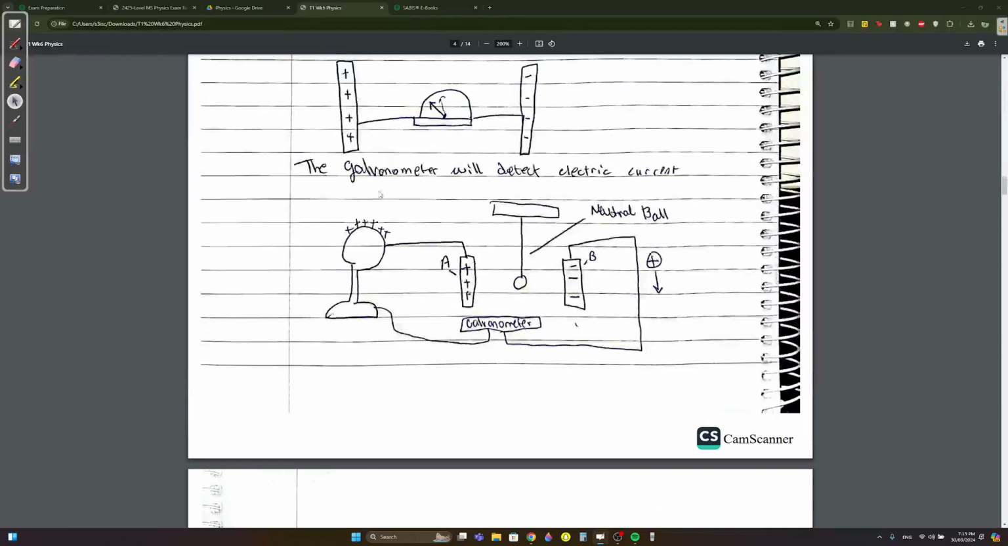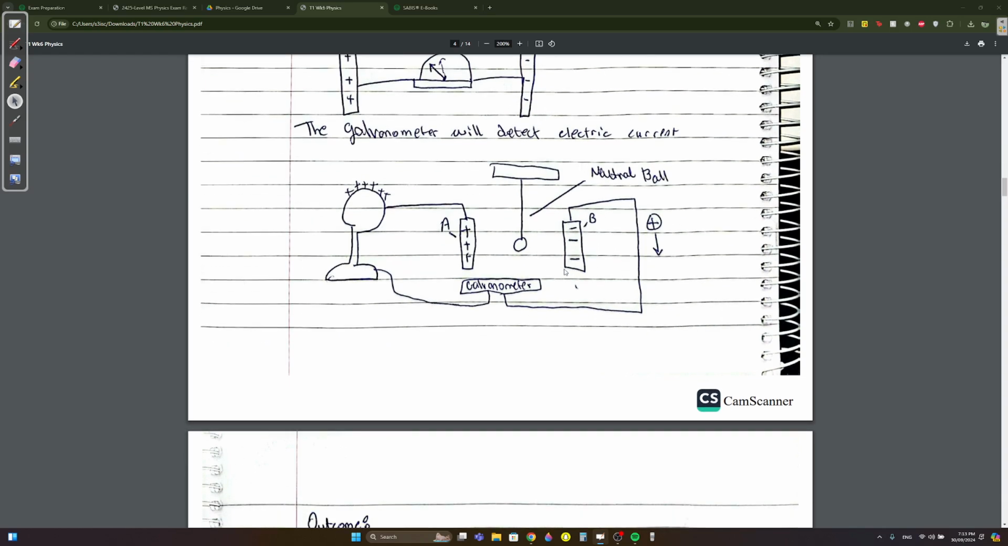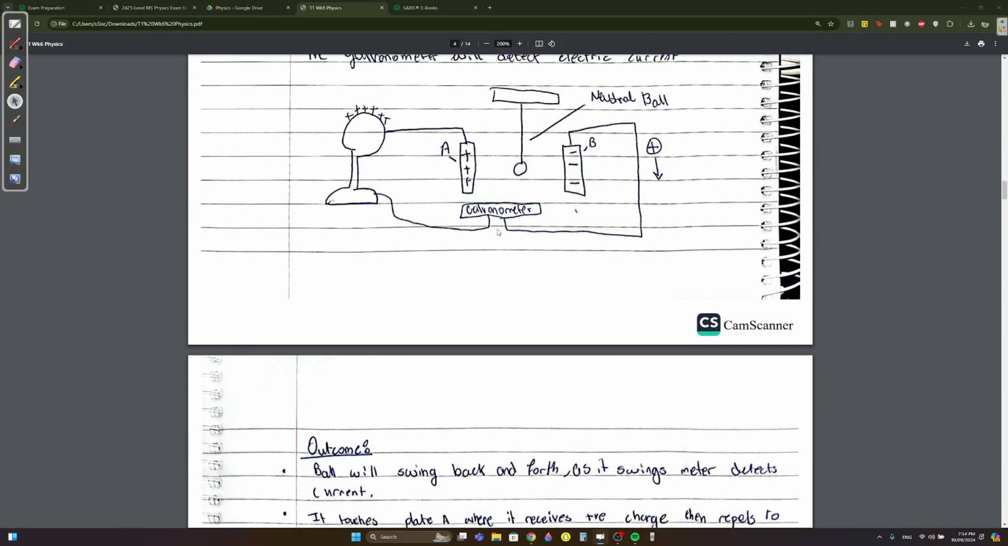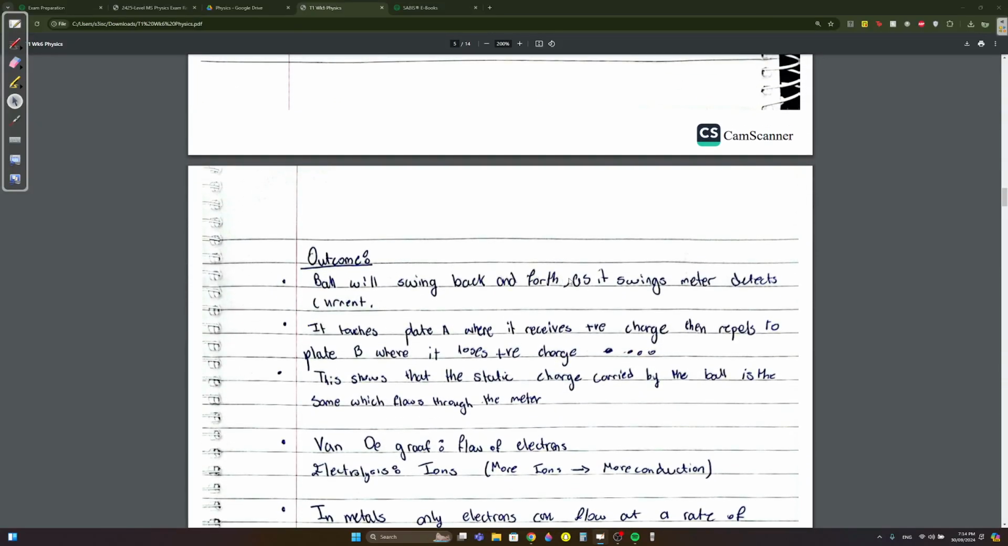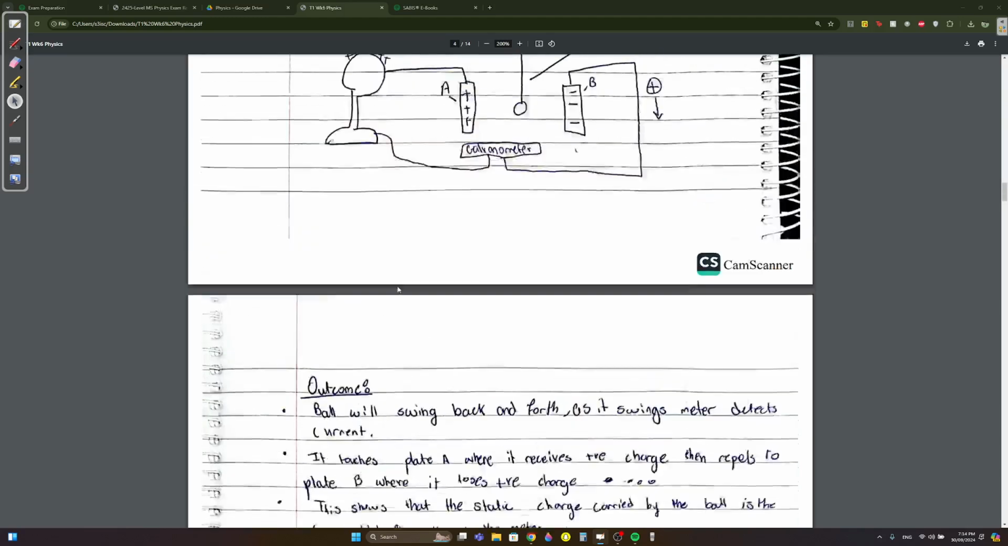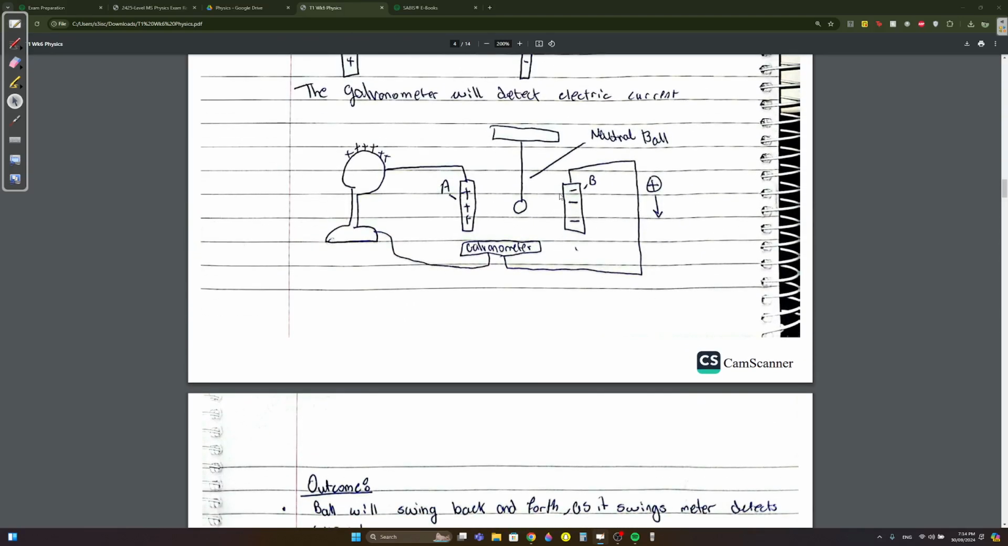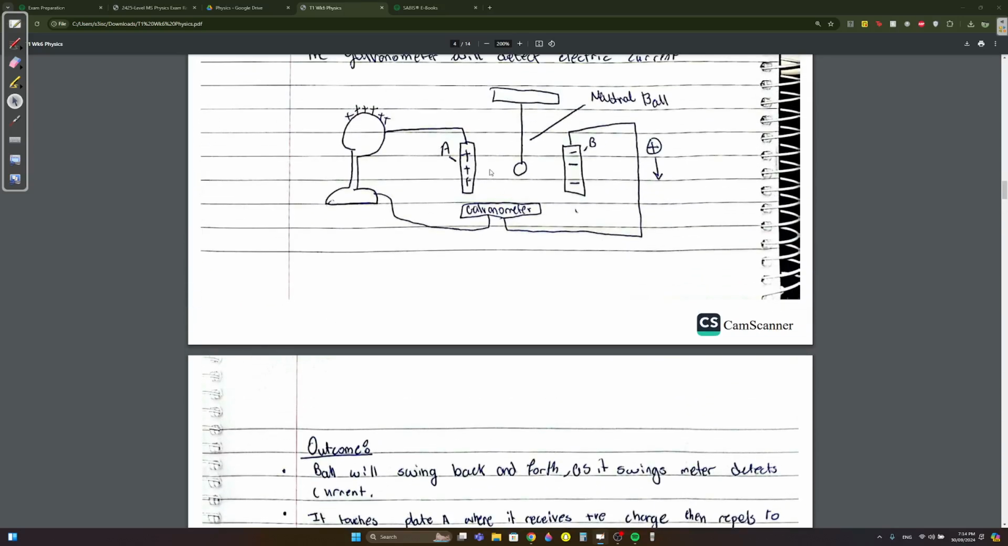Anyway, so here you have a Van de Graaff generator which generates positive charges, and they connect it to a rod. And here we have some negative charges. Okay, so what happens is this is a neutral ball, and you have a galvanometer down here. So what's gonna happen is the ball will swing back and forth. As it swings, the meter will detect current, right? Because it's gonna go here, it's gonna go here. The meter is gonna start detecting current because when it hits this, it's gonna gain positive. Okay, the positive will then repel it to go to the negative, right? And that positive, when it goes to the negative, it will lose positive charges, right? And then this positive charge will go down to the galvanometer.